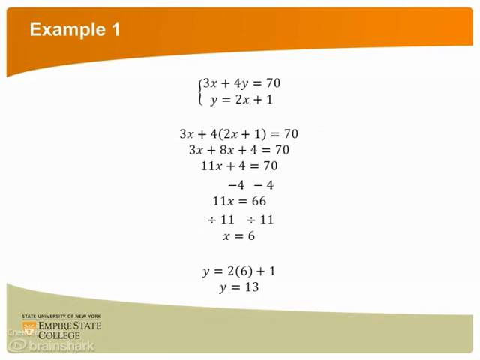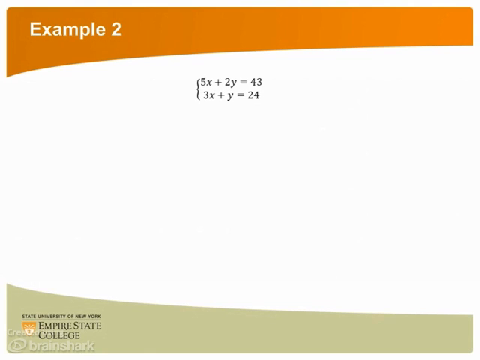Now let's look at an example where we actually have to solve for one of the variables. In this example, we have 5x plus 2y equals 43, and 3x plus y equals 24. This time, we don't have one variable conveniently pre-solved for us. But if you look at the second equation, there is a plain y without any coefficients. Let's solve for that y.